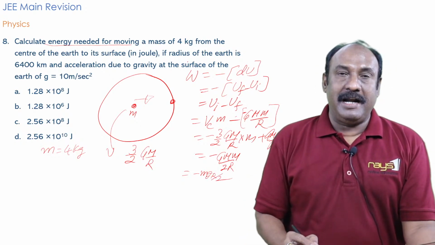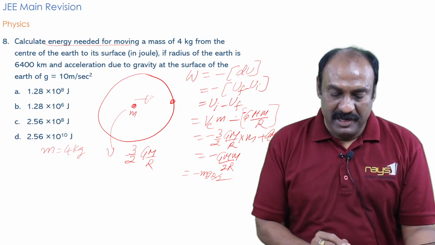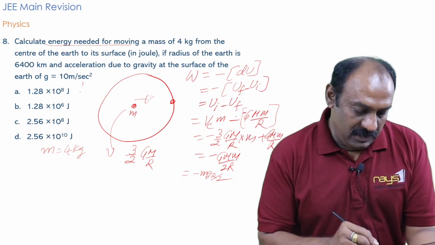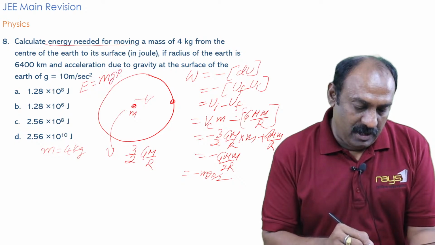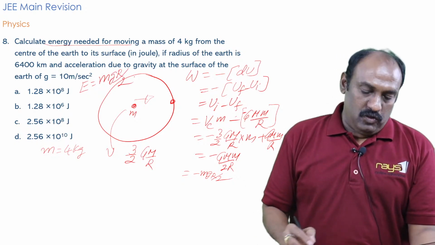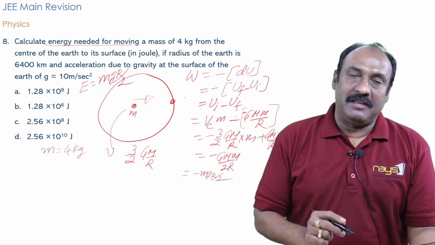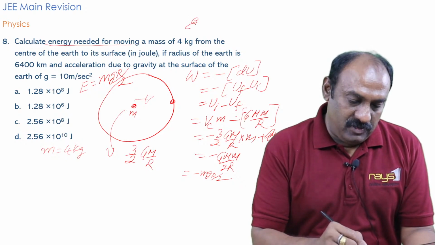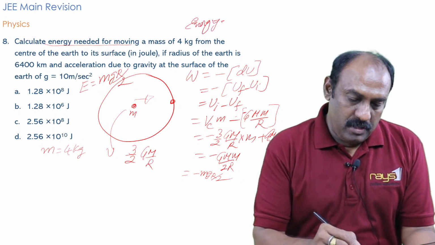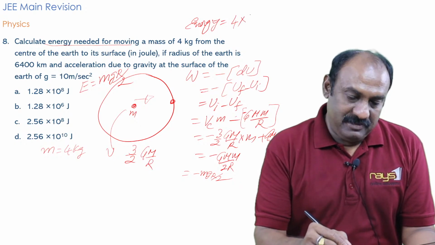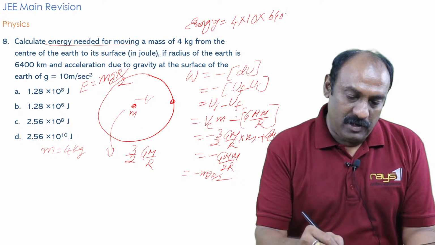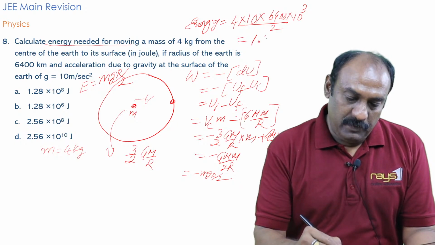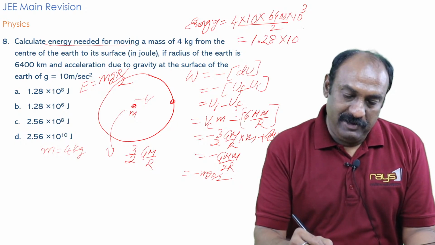So the work done to move a block of mass m from the center of the earth to the surface is minus mgR by 2, but the energy needed is the positive value of that. So the energy needed is equal to mgR by 2 to move this block from the center of the earth to the surface. What are the values of mass, g and R? Energy needed equals mass 4 kilogram, g is 10, into R value 6400 kilometers, by 2. After calculation we get 1.28 into 10 to the power 8 joules.